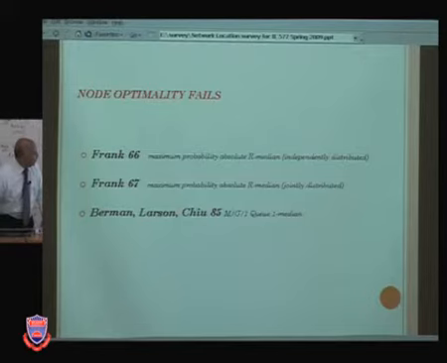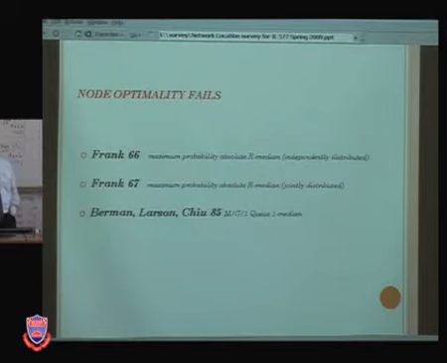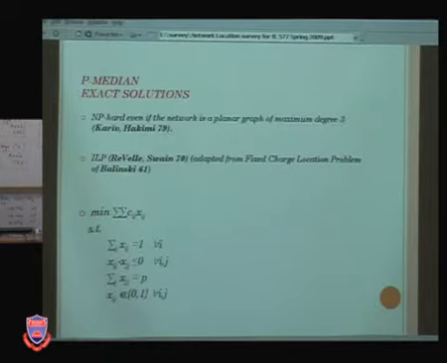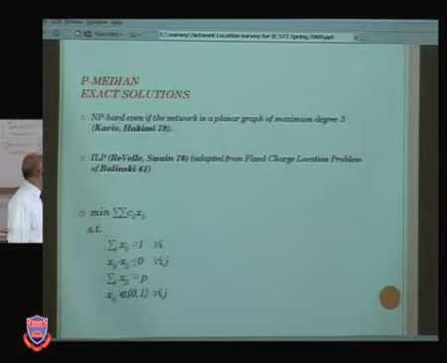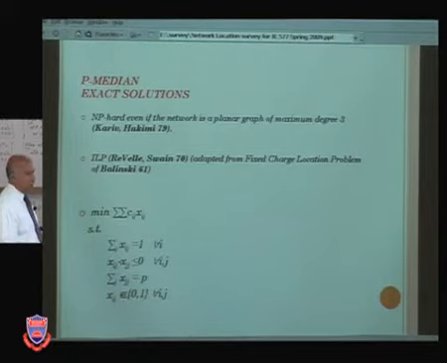There's another generalization, well, not generalization, but another p-median, one-median problem using M/G/1 queues at vertices, and that's by Berman, Larson, and Chu. Again, the node optimality property fails in that problem as well. The exact solutions for the p-median problem, we've talked about these. Well, this problem is, first of all, NP-hard, even if the network is a planar graph of maximum degree 3. This is due to Kariv and Hakimi, '79.